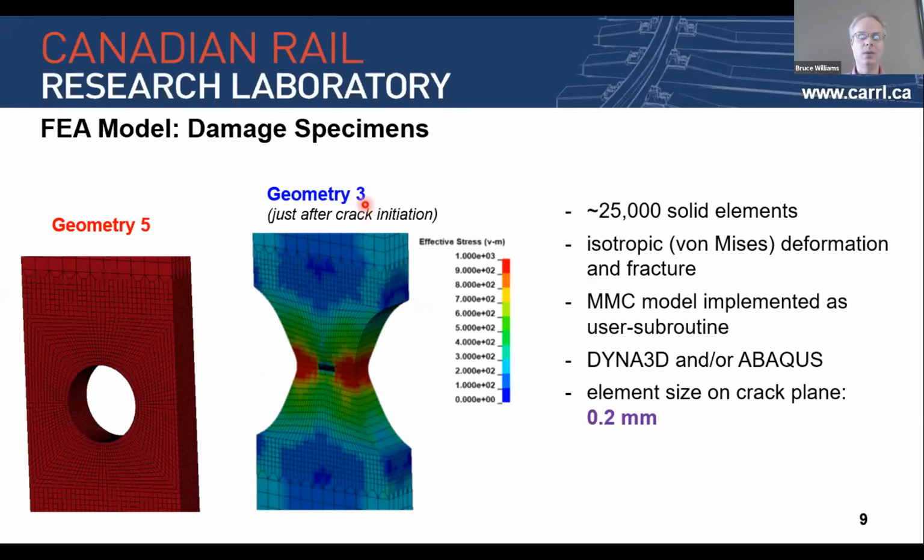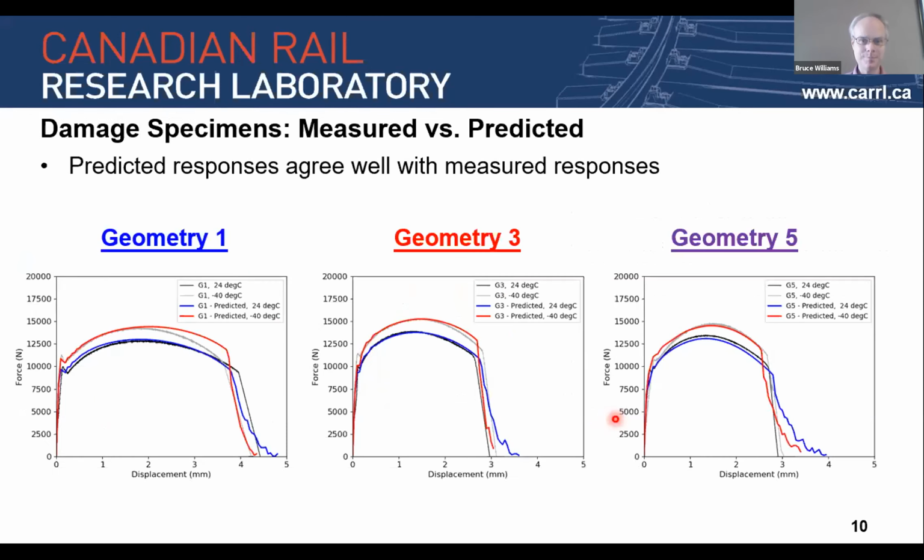The key takeaway from this slide is that this is a very fine mesh. The mesh size here is 0.2 millimeters. When we go to large-scale FE, that is too small, so we have to take that into account, and I'll explain that a bit later in our slides. So the key takeaway is it's a very small mesh size that we use in the laboratory.